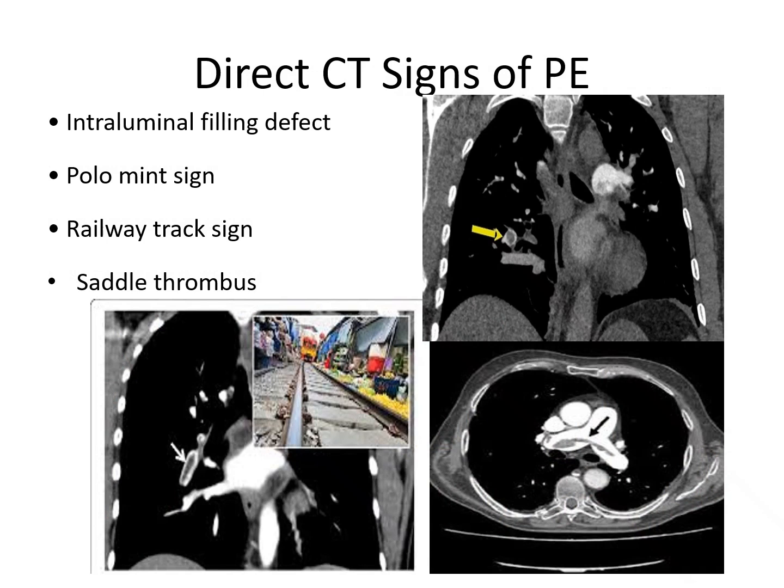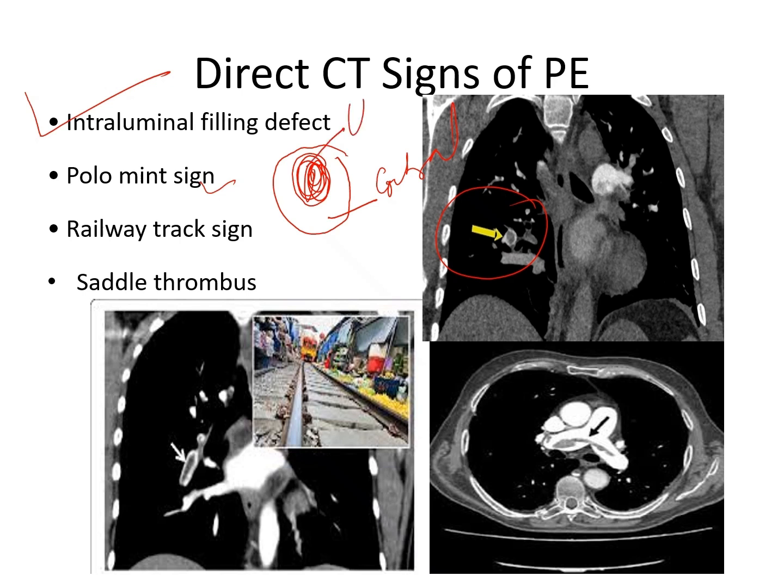The first one is the intraluminal filling defect. As we can see in these images, the intraluminal filling defects or hypodensity within the arterial lumen. Polo mint sign: on the short axis of the artery, we can see a central filling defect or hypodensity. So this is the central hypodensity and this is the artery lumen. Peripheral is the contrast, which we can see as the hyperdense area, and this is the clot. So this forms the polo mint sign.